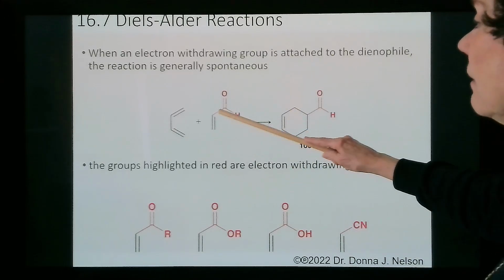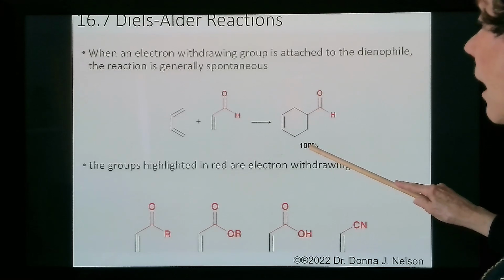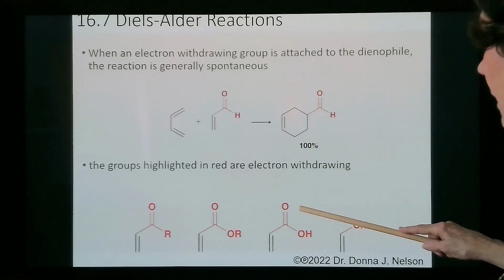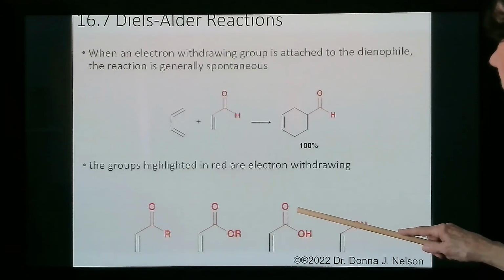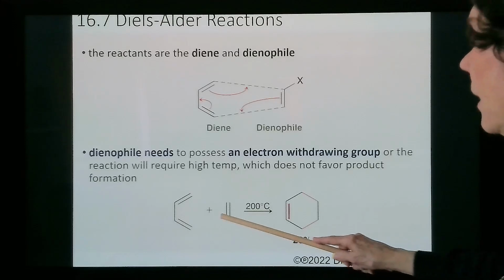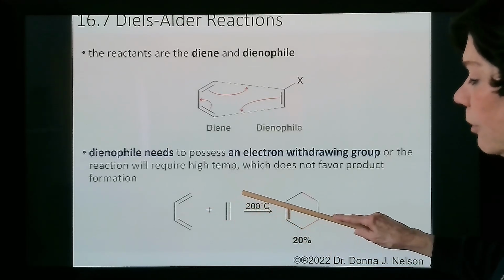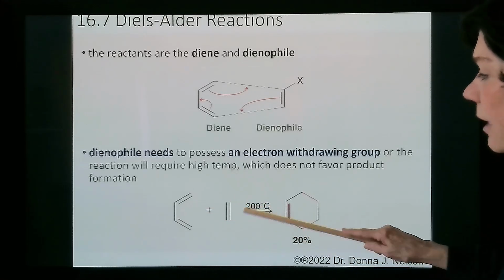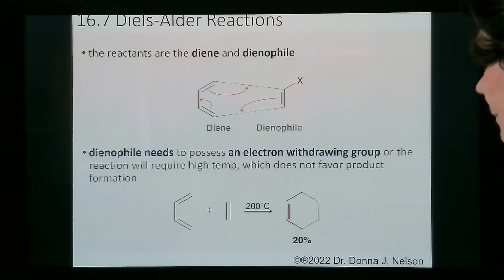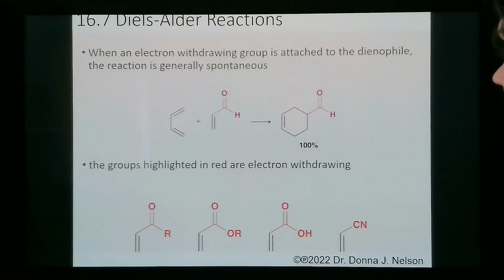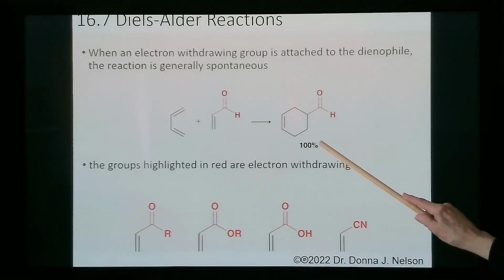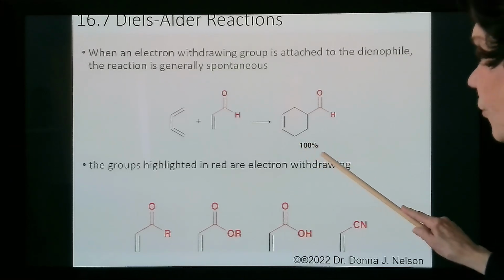So here you can see an electron withdrawing group. Here you have an electron withdrawing group. Let's go back and look at something else for just a minute. Okay, so here, notice there's no electron withdrawing group. 200 degrees centigrade are required and only 20% of the product. Now, you have an electron withdrawing group and you have 100% yield.